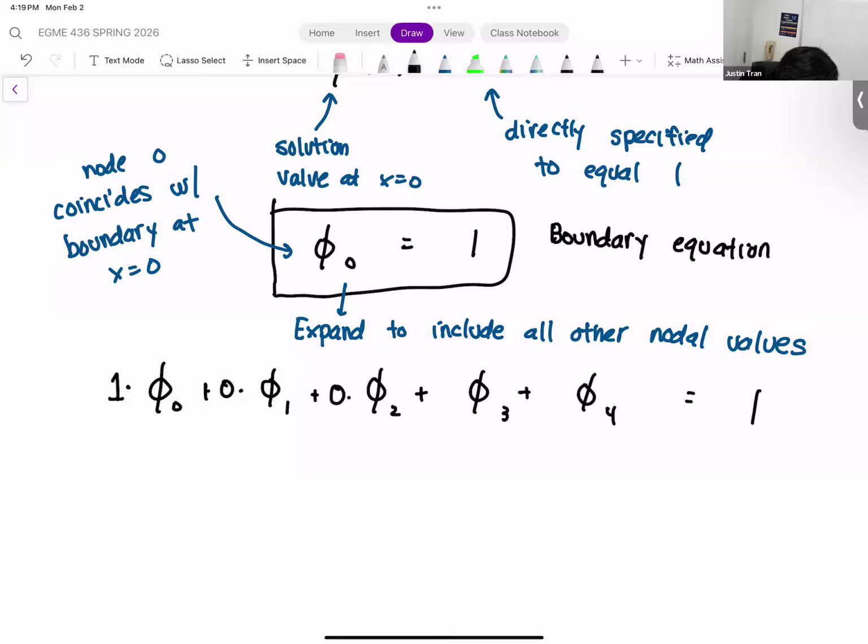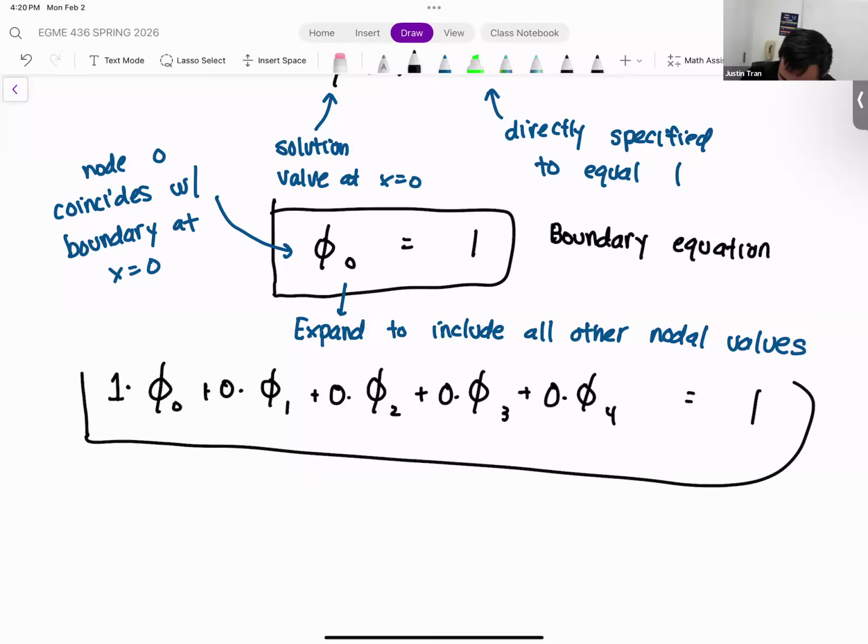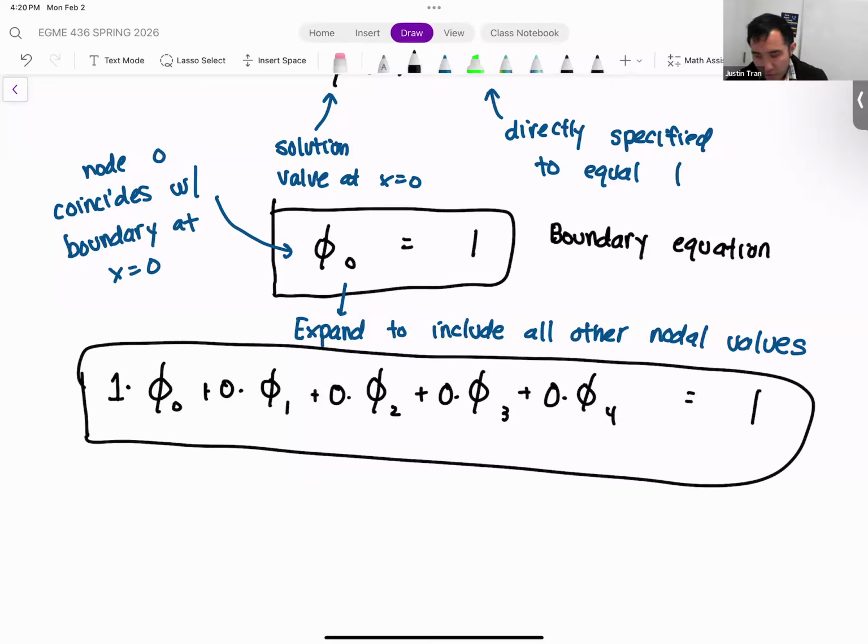For all the other phi values, because they are not present in this equation, I'm going to multiply them by 0. So we have 1 times phi 0 plus 0 times phi 1 plus 0 times phi 2 plus 0 times phi 3 plus 0 times phi 4 is equal to 1. If you simplified this and crossed out the terms that multiply by 0, it is equivalent to the equation above.